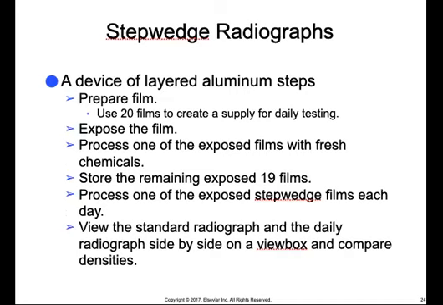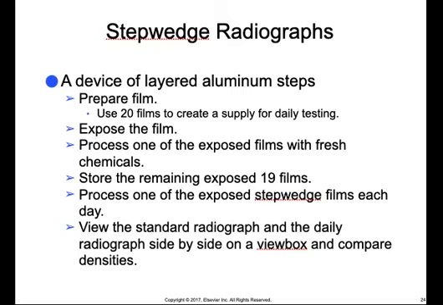A step wedge radiograph, so we'll have a device with layered aluminum steps, which is your step wedge. In order to take a step wedge radiograph, we'll first prepare the film. We'll use a total of 20 fresh films to create a 1-month supply of films for daily testing. We'll place an aluminum step wedge on top of one film, expose that film, and repeat with the remaining films using the same step wedge, the same target to receptor distance, and the same exposure factors.